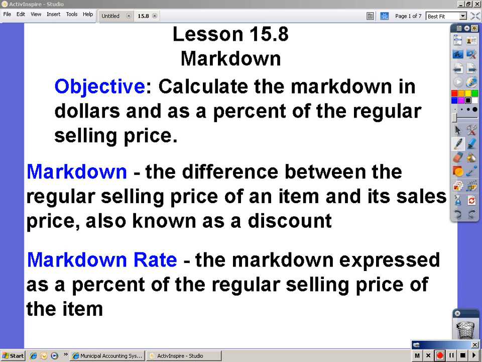Go ahead and get this copied down, press pause while you're doing so, and play when you're ready to move on.